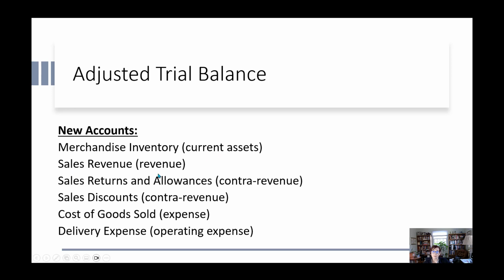Sales revenue is a revenue account, has a credit balance, right? Sales returns and allowances and sales discounts are contra revenue accounts. They have debit balances because remember, they're a reduction of your sales. Cost of goods sold is an expense. Of course, that has a debit balance, and delivery expense is an operating expense, and that also has a debit balance.